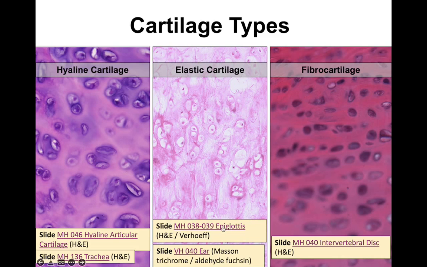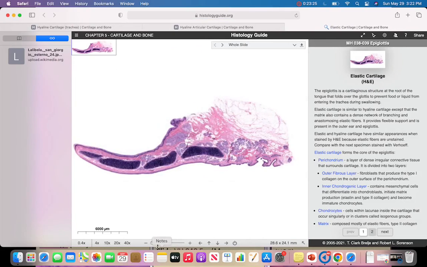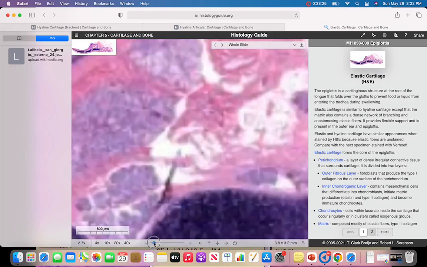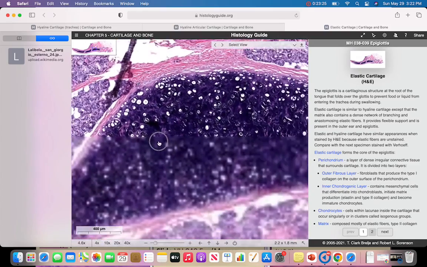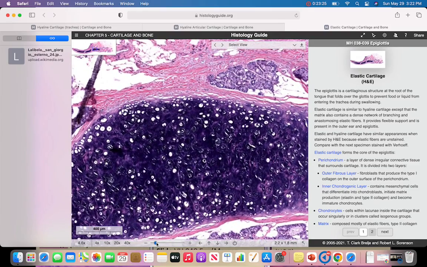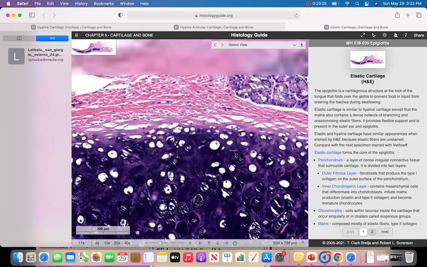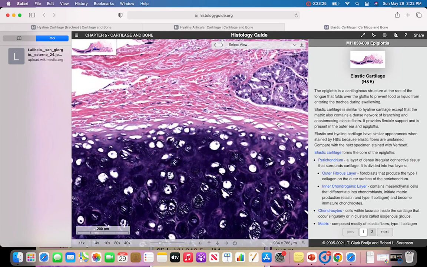So first let us see a section of epiglottis. So epiglottis is like a flap. When we swallow, it bends down and closes the respiratory tract. So it prevents the entrance of food into the respiratory tract. So as you see it here, elastic cartilage is also covered with perichondrium. So this pink band is the fibrous layer. And under the fibrous layer, this is the chondrogenic layer.